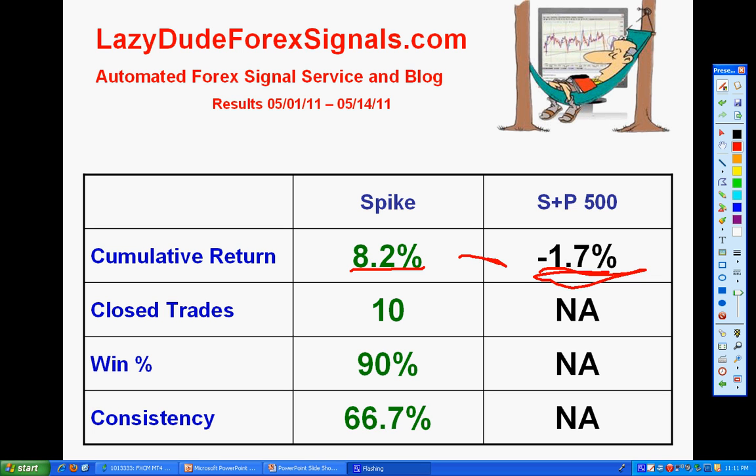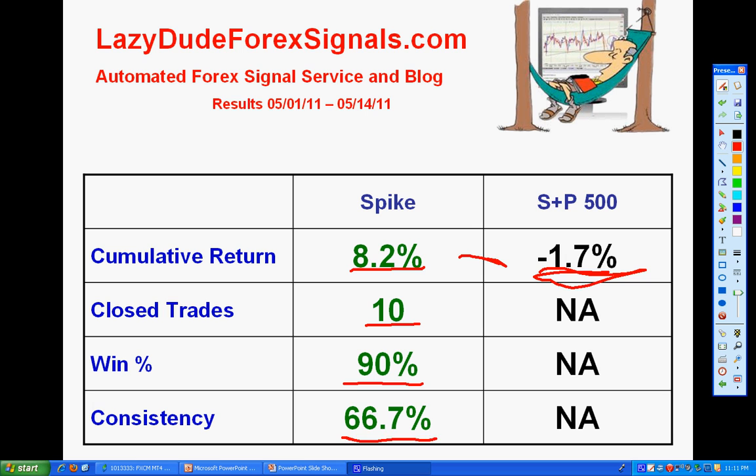And I do want to point out these are live trades in my live account. This is not demo. This is what I actually do, and all these trades are automated and taken by my proprietary expert advisor. And again, those signals will be available through our blog. So during that 2 week period, we closed 10 trades. 9 out of the 10 trades were winners, which gave us a 90% win rate.